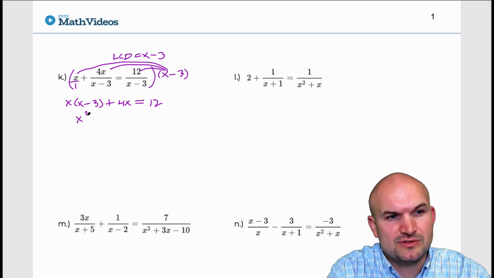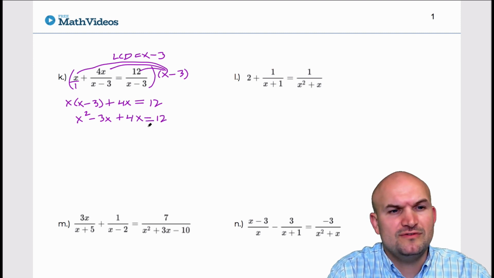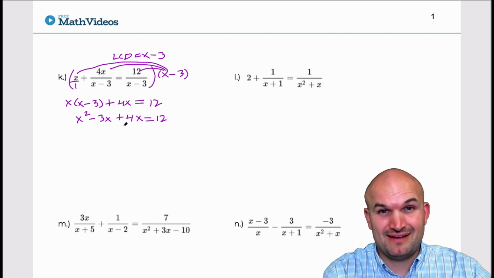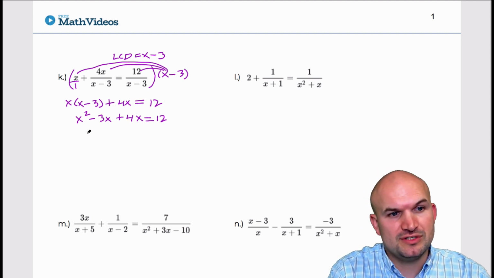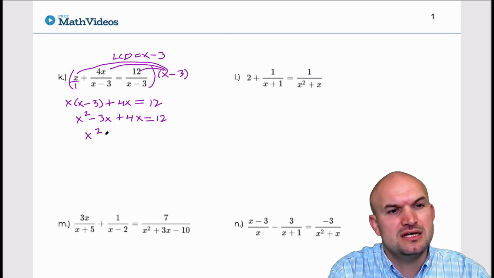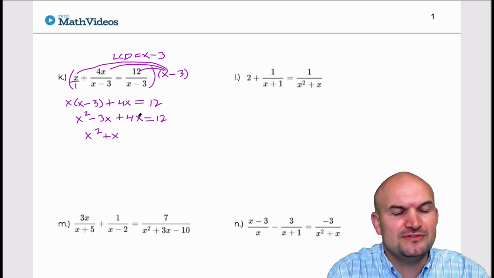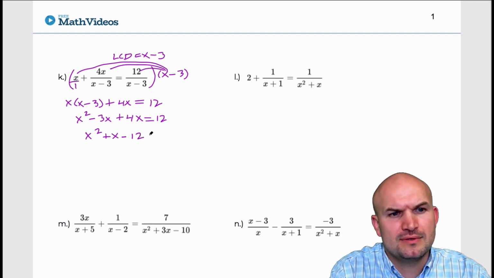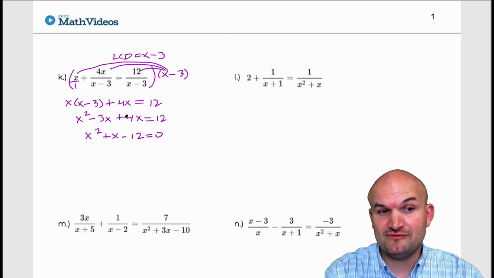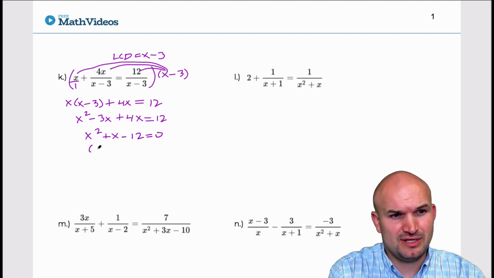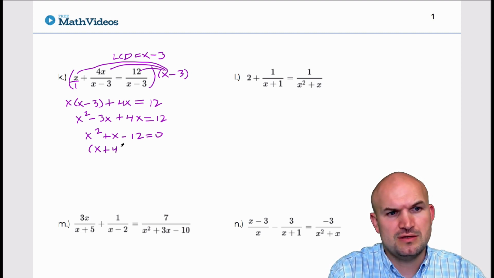So we get x squared minus 3x plus 4x equals 12. And then again, since this is a quadratic, I want to have this equal to 0. So I'm going to subtract 12 to the other side, but I'll get x squared plus x minus 12 equals 0. Oops, minus 12. All right, and now I want to go ahead and factor this.